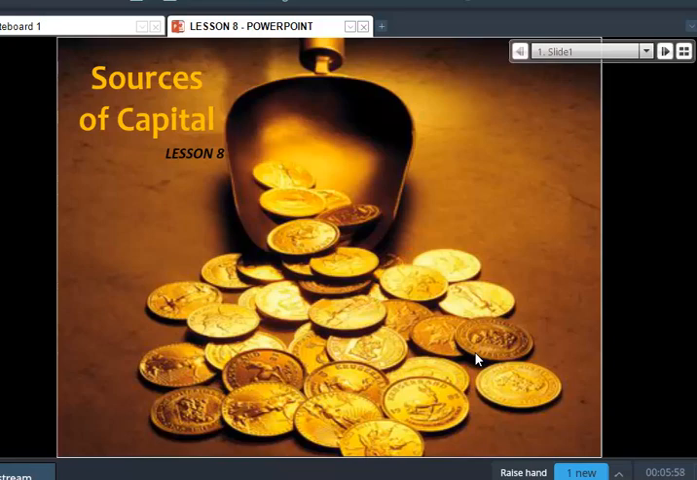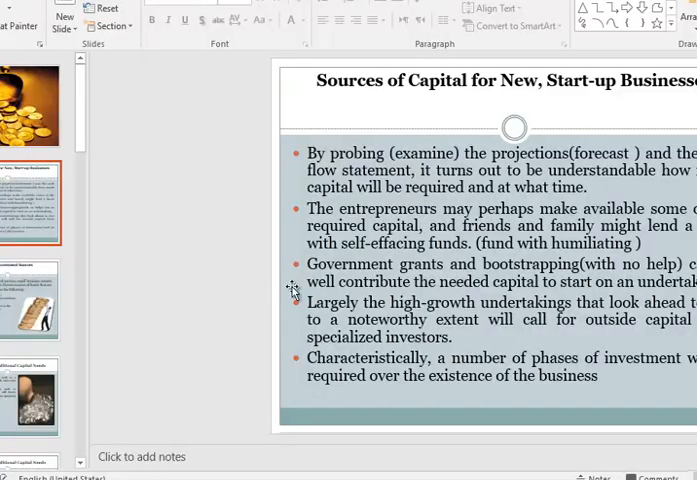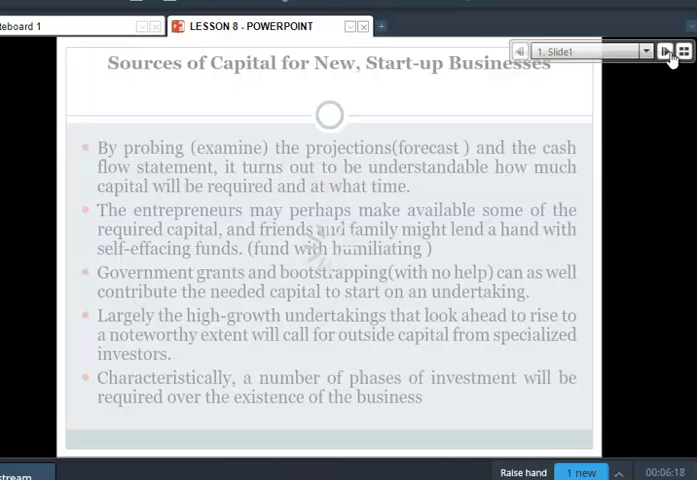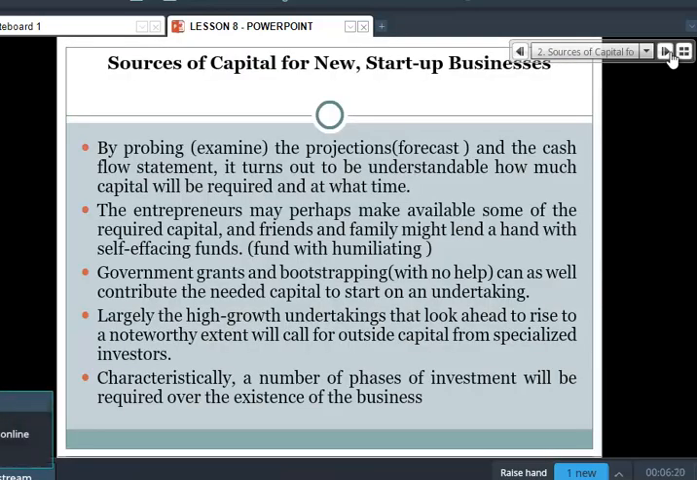Okay guys, let's talk today about the source of capital. How can the entrepreneur manage to get his own fund when he wants to start his own business? The source of the capital for the new startup business.